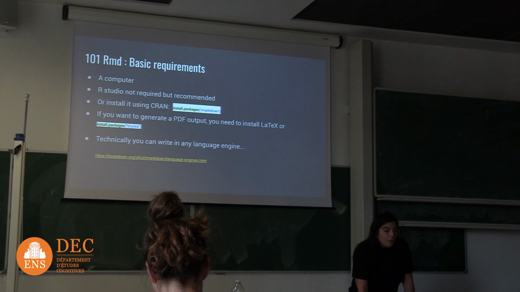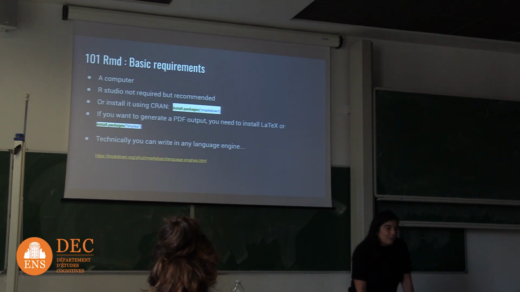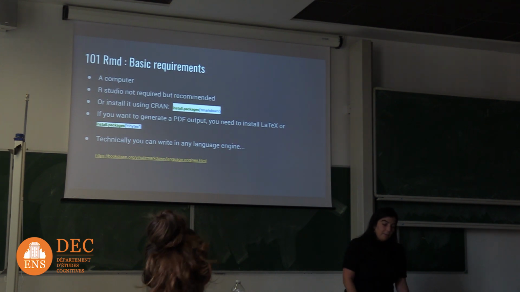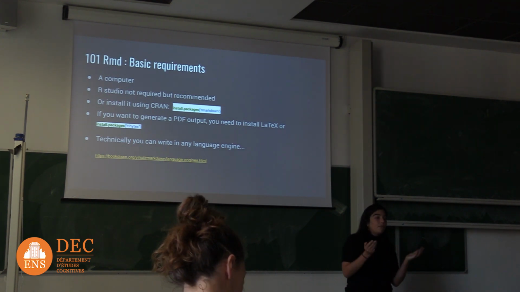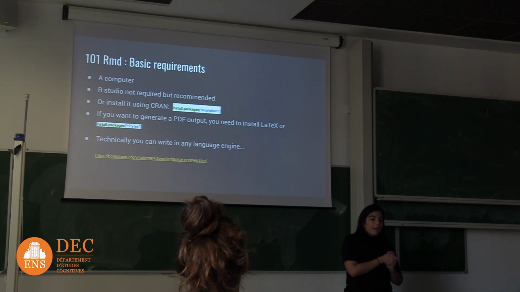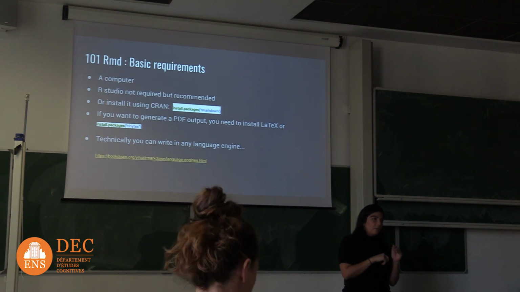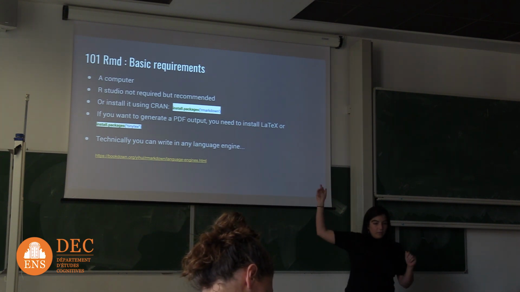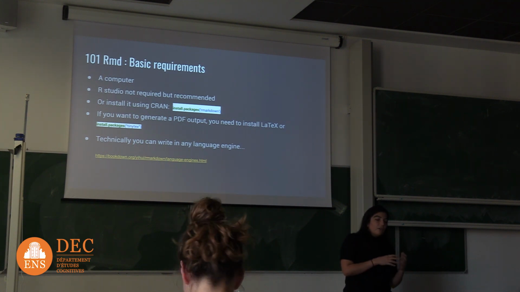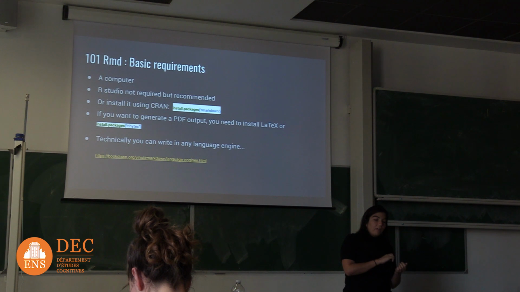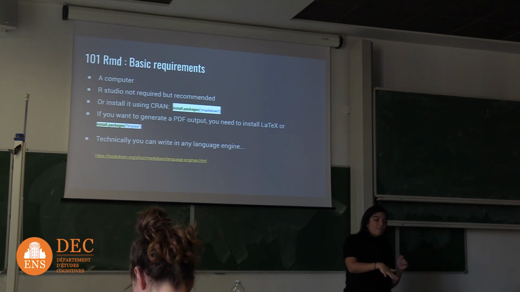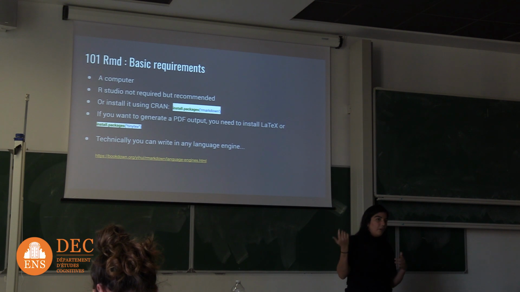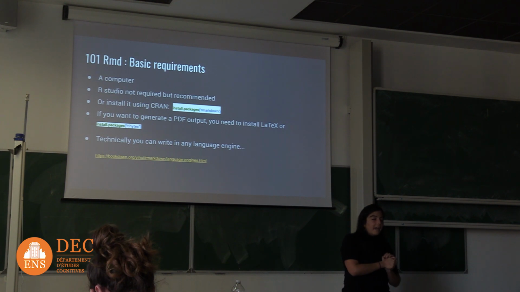So, the 101 basic requirements that you need in order to use this are very simple. Of course, you need a computer. I highly, highly recommend RStudio, but if you don't like it, you can still use R and download it from CRAN. I'll put the link. If you're going to generate PDF, you need to have LaTeX installed, or you can have a version that will work for everything you need for the output, a package called TinyTeX.